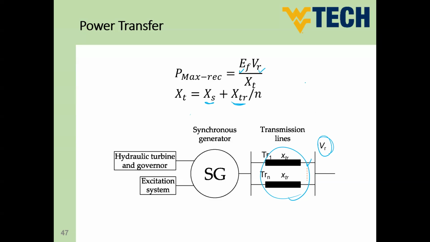So STATCOM is static compensator. These compensators, guys, are used sometimes to improve the reactance of the transmission line. What is the purpose? If we improve the transmission line reactance, this would increase the amount of power transfer. Okay, guys? So how can we do that?